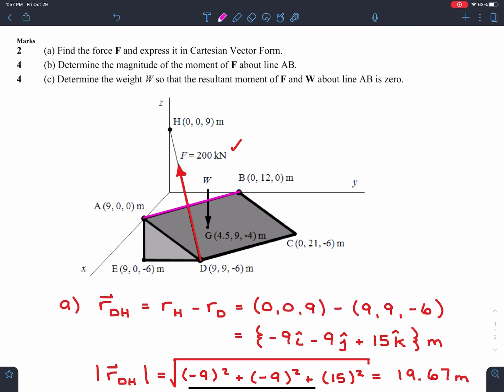Now when you're dealing with moments about a line, not about a point, but about a line, the trick is to find the moment about a point on that line, and then we use dot product. Whoa, Clayton, that sounds like a lot of steps. Well, it's not too bad. The first step is going to be we need to find the moment F creates about any point on that line. It doesn't matter which point, just any point.